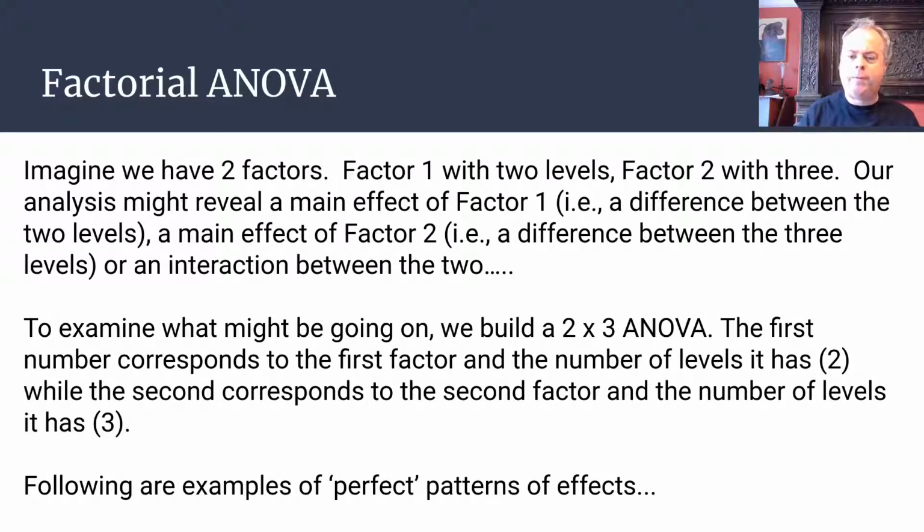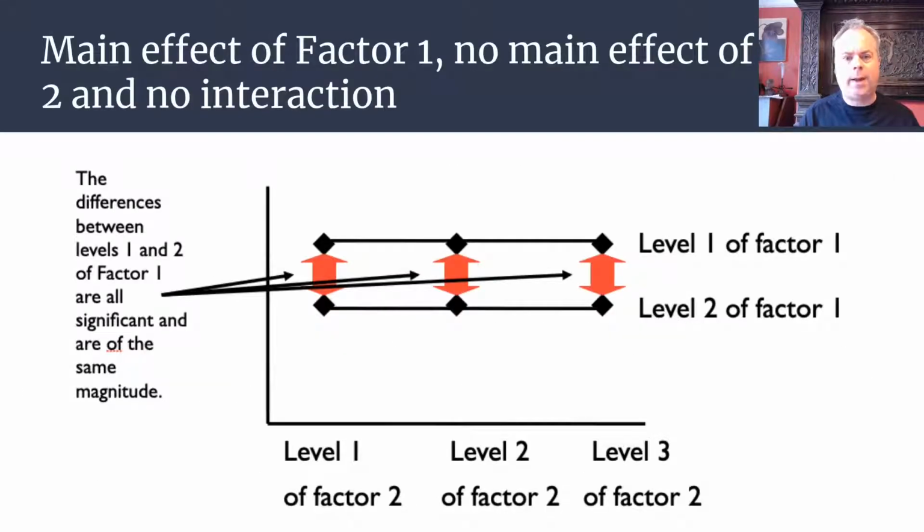And for this sort of design, it's a 2x3 design, we build a 2x3 analysis of variance, with the first number corresponding to the first factor and the number of levels that it has, and the second number corresponding to the second factor and the number of levels that it has. Okay, so we're going to look now over a few slides at, in a sense, perfect patterns of effects that we might find from this sort of design.